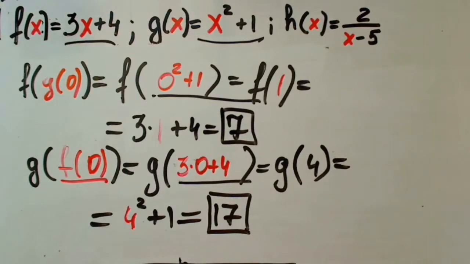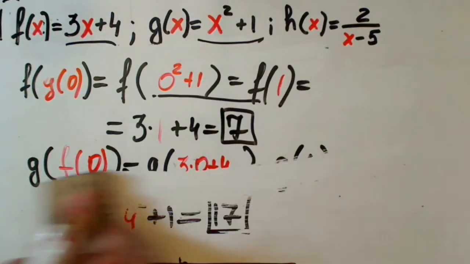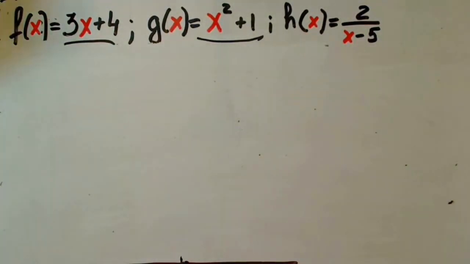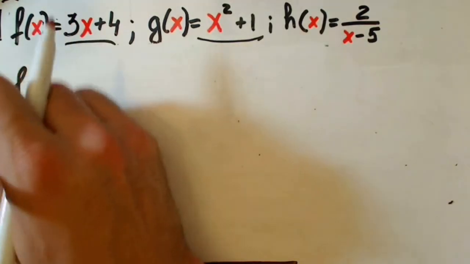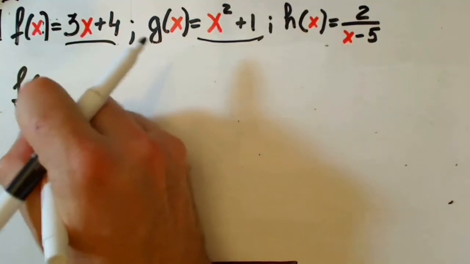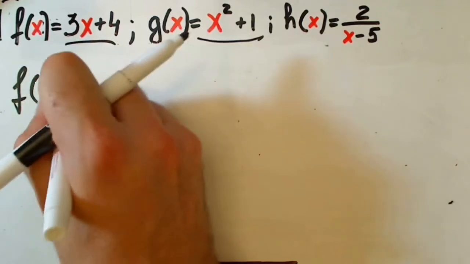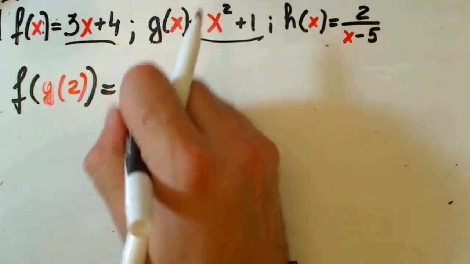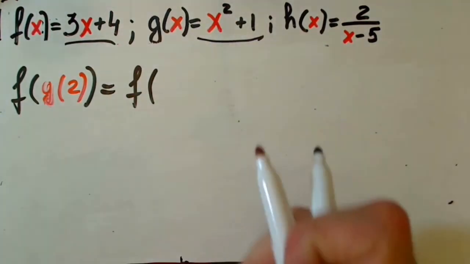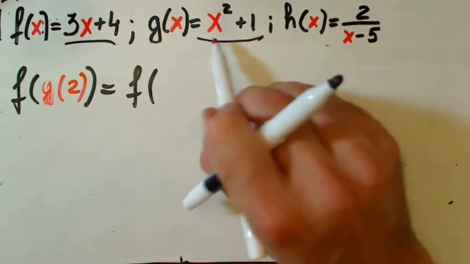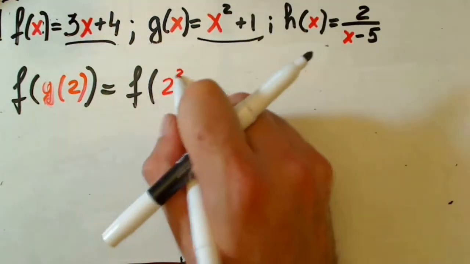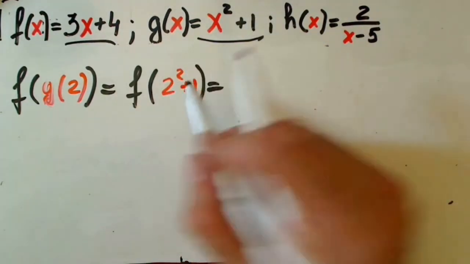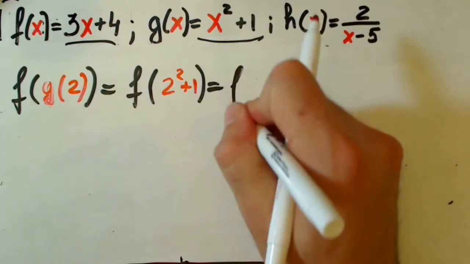Okay, next example. Next example we have f of g of 2, and again, let's find g of 2. G of 2 is, just plug into our g function, 2 squared plus 1. It means, what do we have? 4 plus 1, 5, and we have f of what?